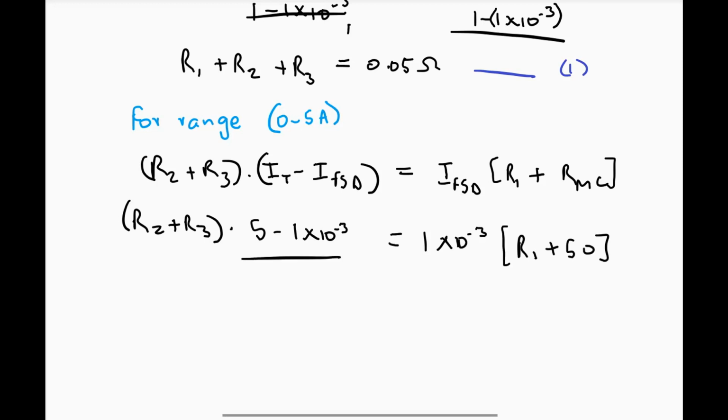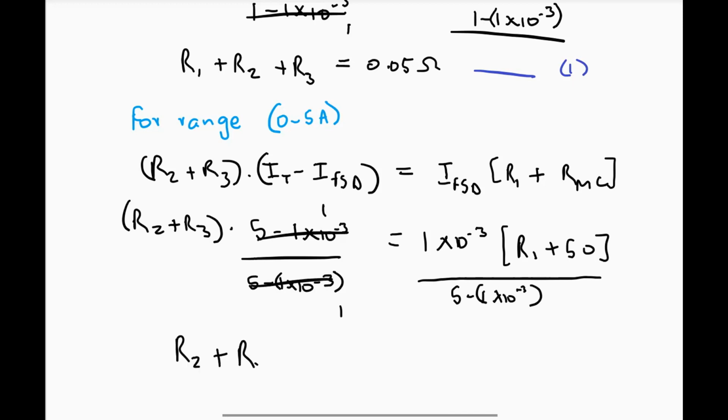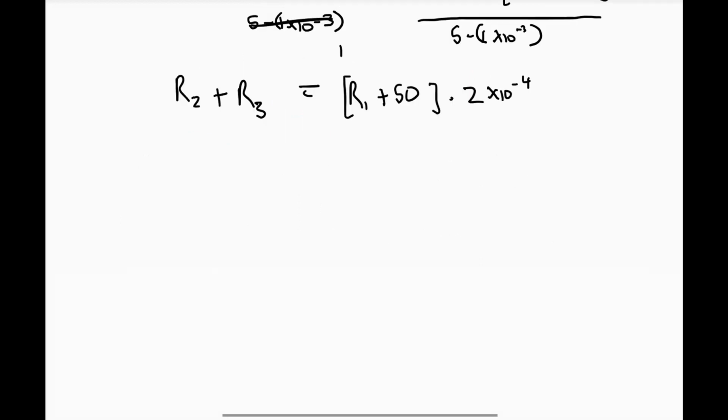So what I'm going to do is divide both sides by 5 minus 1 times 10 to the power negative 3. So these cancel, and I have R2 plus R3 equals (R1 plus 50) times 1 times 10 to the power negative 3 divided by 5 minus 1 times 10 to the power negative 3. I have it as 2 times 10 to the power negative 4. I will make this simpler by removing the brackets, such that I have 2 times 10 to the power negative 4 R1 plus 0.01. This is my equation 2.